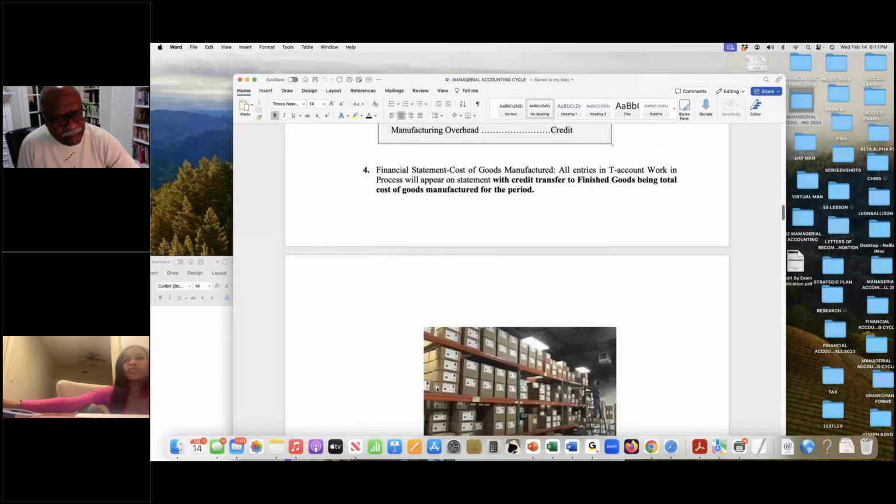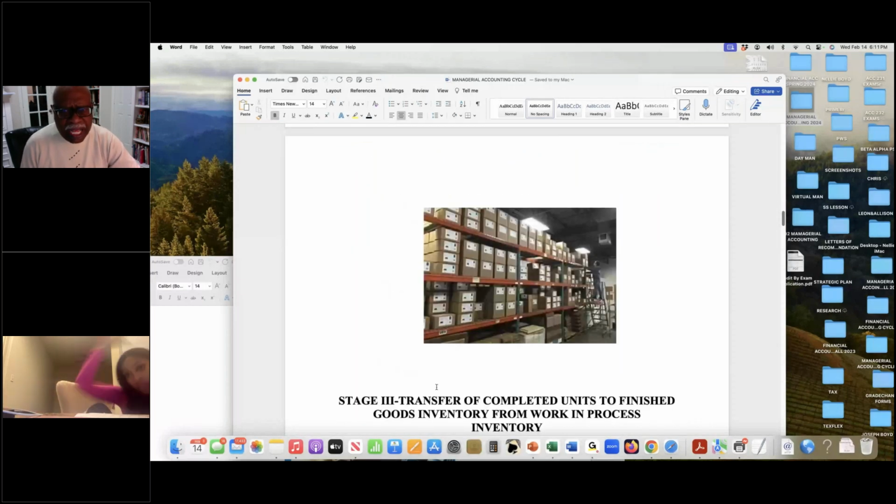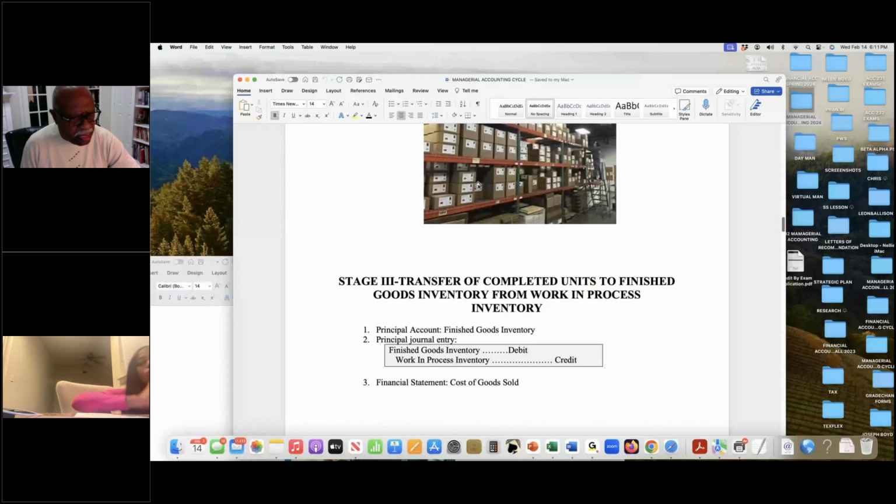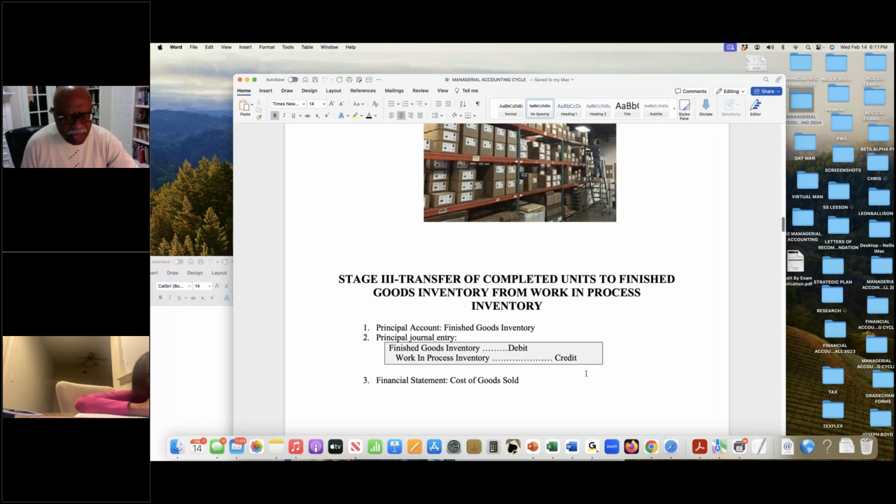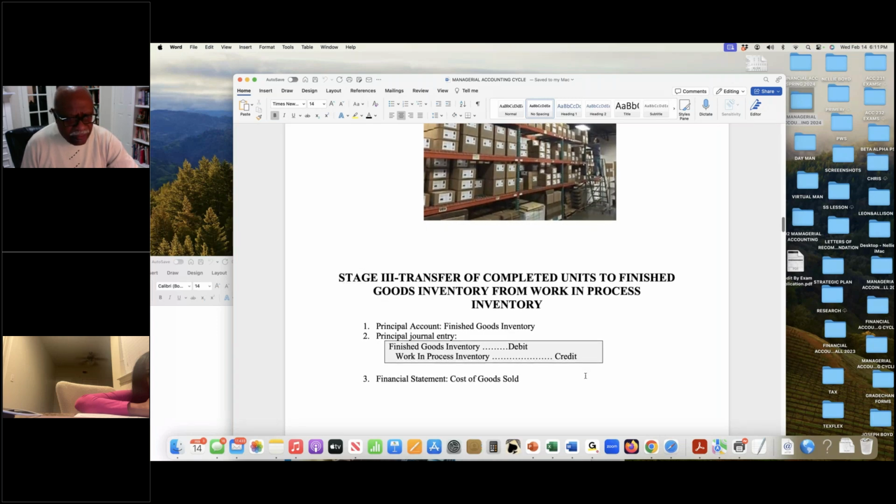When we finish the item, which is our goal, we transfer the items to finished goods so we can ship them for selling. Our journal entries: we debit finished goods inventory, and we credit work in process inventory. So we'll be going through these stages all the time. Stage one, what are the journal entries? Stage two, and those journal entries are on the Excel sheets that we will be working with. And then in stage three, we transfer the items from work in process to finished goods.